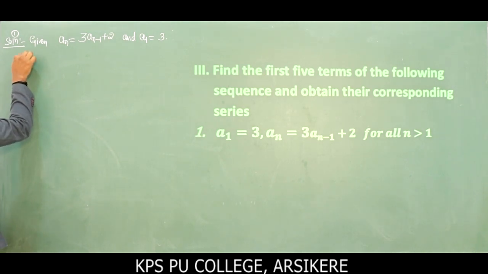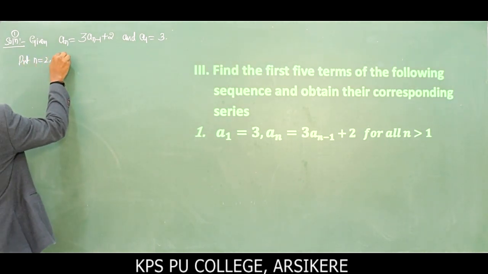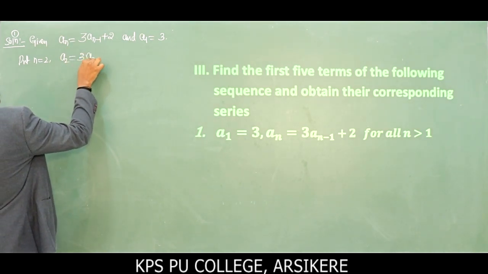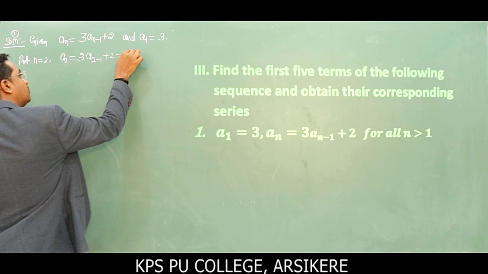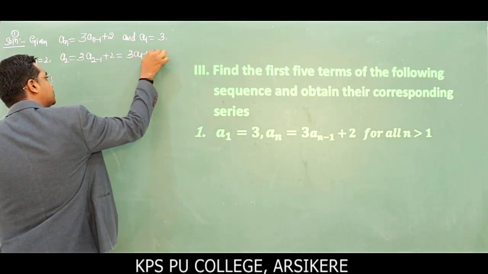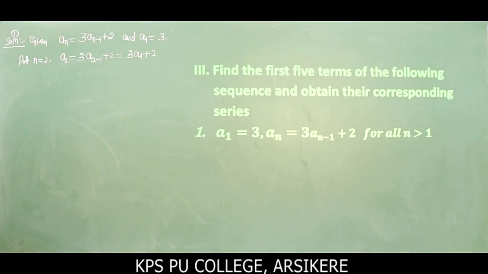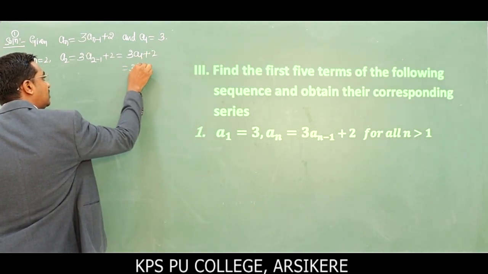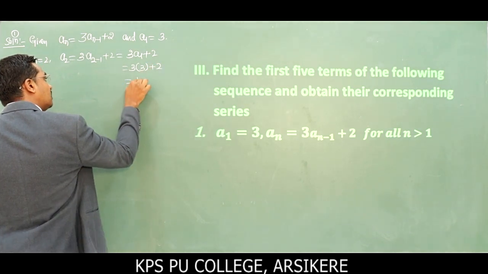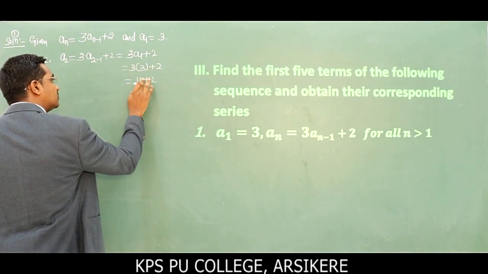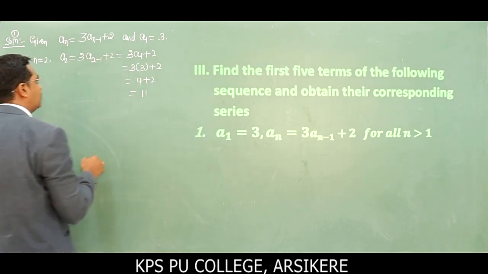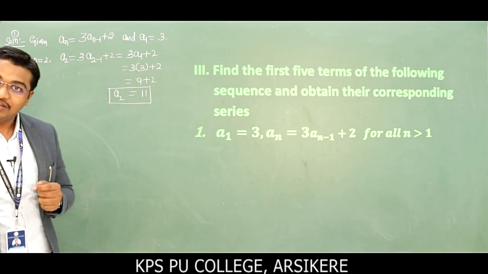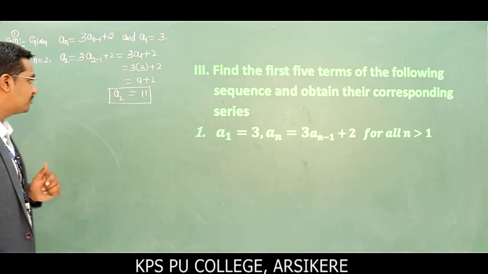Put n = 2. a2 = 3 times a_(2-1) + 2 = 3a1 + 2. So what is a1 here? a1 is 3. So 3 into 3 plus 2, 9 plus 2 we obtained 11. Therefore the second term we get is a2 = 11. Understood, children? Let us see the third term.